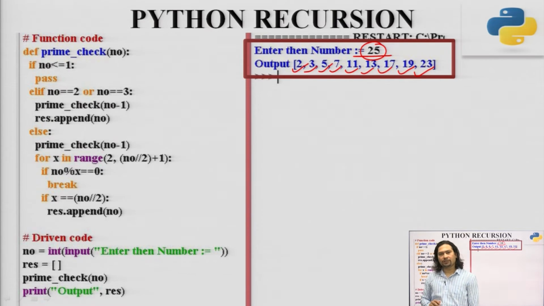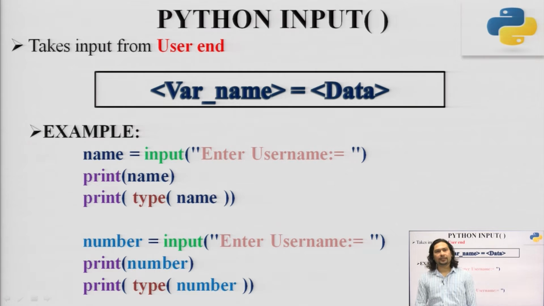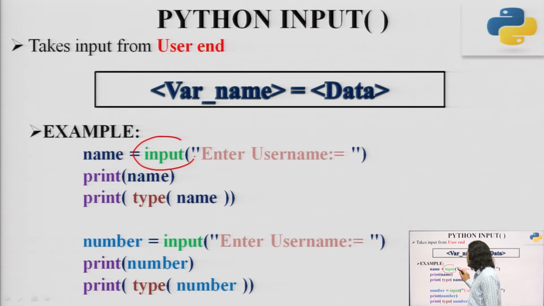So this recursion process is a very important process in which the function calls itself again. The next thing is, let us talk a little bit about the input function. Just in the previous slide we encountered this input function. The input function provides data from the user end. That means whenever the program is running, the input required from the user at the time of running the code is taken by the input function.